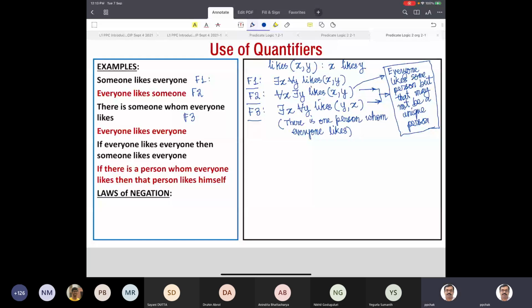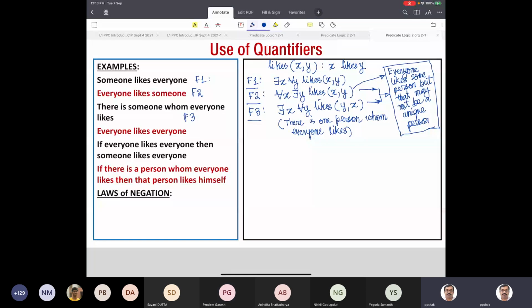Whereas F3 says that the person who is liked by everyone is the same person. Is this clear now? Yes, sir. Sir, could you please again explain?